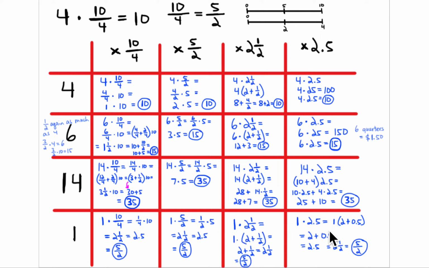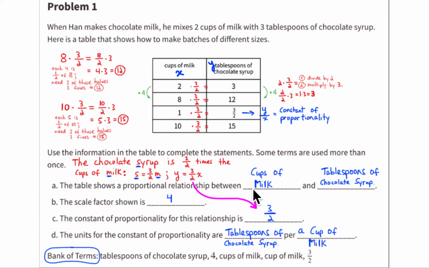Over here, I looked at these as, for example, 4 times 2.5 is the same relationship as 4 times 25 equals 100. So 4 times 2 and 5/10 is going to equal 10. So I made that same kind of calculation down that column. Problem number 1. The chocolate syrup is 3/2 times the cups of milk. So you have chocolate syrup and you have cups of milk. And notice that the chocolate syrup is 3 tablespoons for every 2 cups of milk.